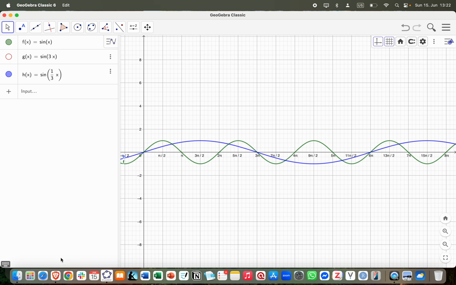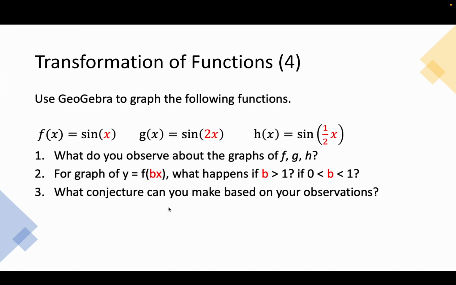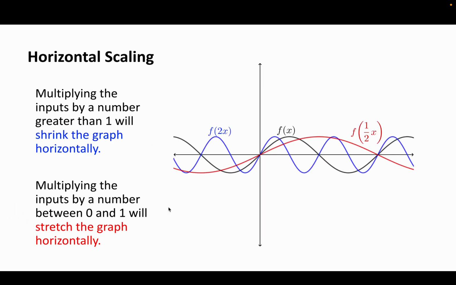So what does that mean? It means that multiplying the inputs by a number greater than 1 will shrink the graph horizontally. So here, for example, the difference between 2x and x, f is a shrunk version of this function. Here they have the same name, but the inputs are multiplied by a number.